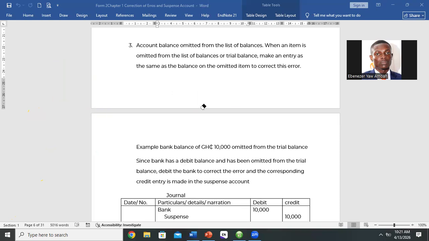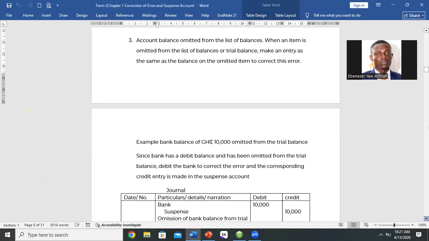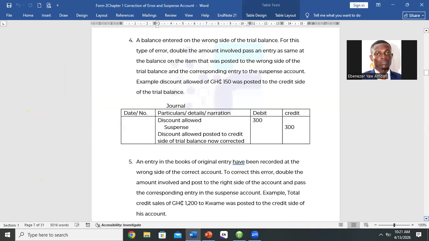Let's go and see the next error, error number 4. Unlike the first type of error, where the first errors had unique names like omission and commission, these ones come in statement form, except the single entry and the casting error. But you have to bear with it and just follow. So number 4: a balance entered on the wrong side of the trial balance.